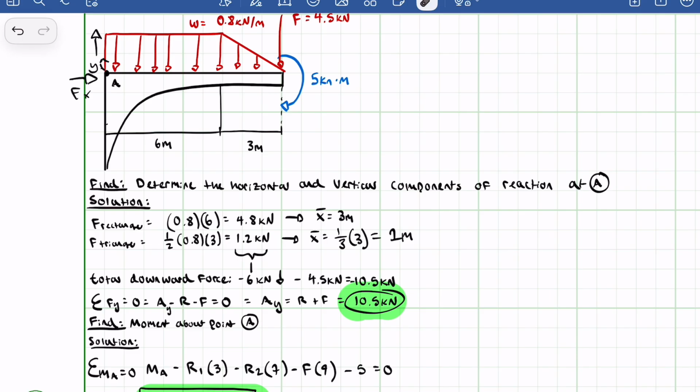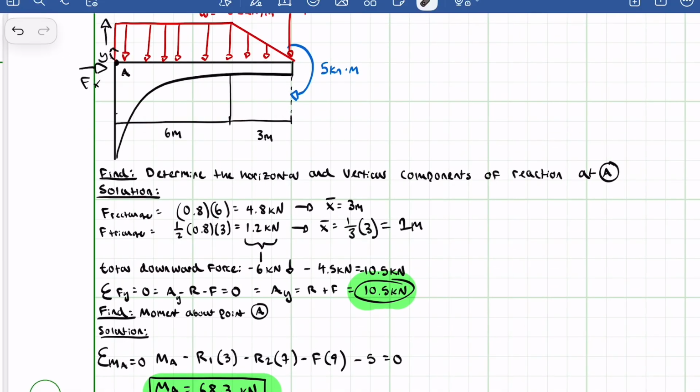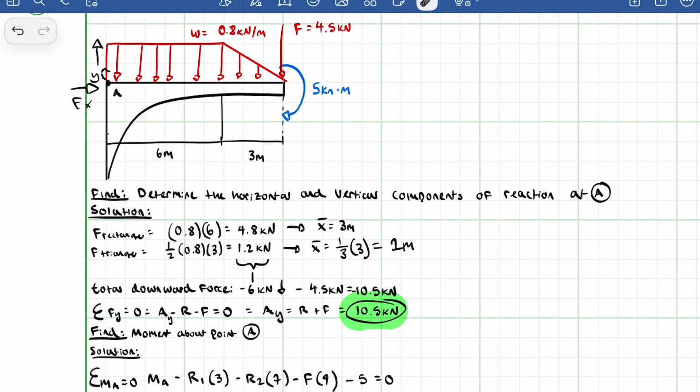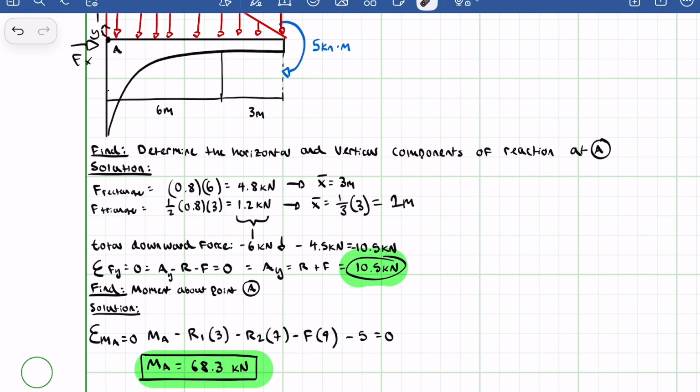So when it asks us to determine the horizontal and vertical components of reaction at A, we don't have any other components besides our downward force. And so our vertical component of that downward force at A is going to be the force that this distributed load gives us plus the force that this distributed load gives us plus the force that we already have, right? And so the sum of all forces in the y direction is equal to 0.